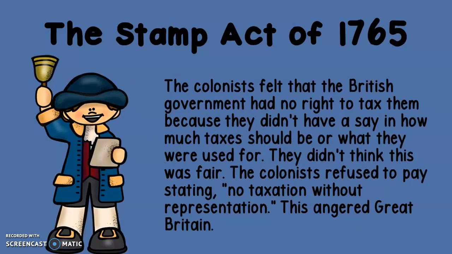The colonists felt that the British government had no right to tax them because they didn't have a say in how much taxes should be or what those taxes were used for. They didn't think this was fair. The colonists refused to pay, stating no taxation without representation. And this made Great Britain very mad. What that means is they felt if they had to pay taxes, they should have a representative in the government to help make decisions.